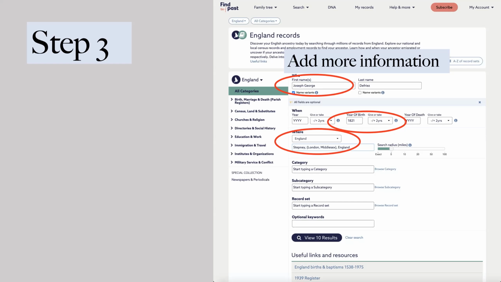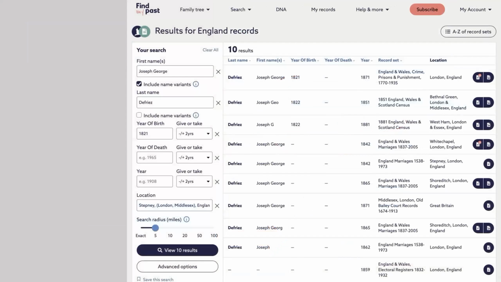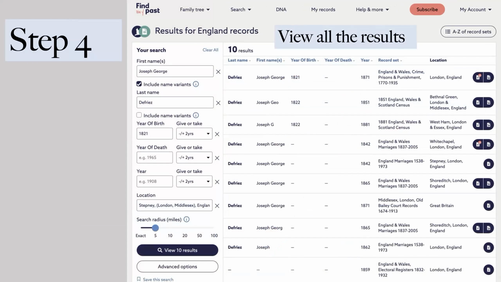So once you've done that, you'll see that the number of results dropped dramatically from about 1,000 down to about 10. So what's the chances of me being related to this Joseph George DeFries in those 10 results? Well, then we're going to look at the results. So now we're moving over here to step 4, which is to examine the results or view all the results.